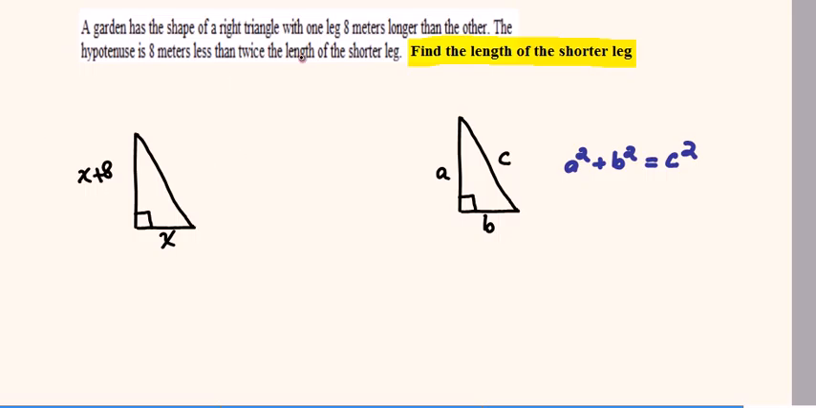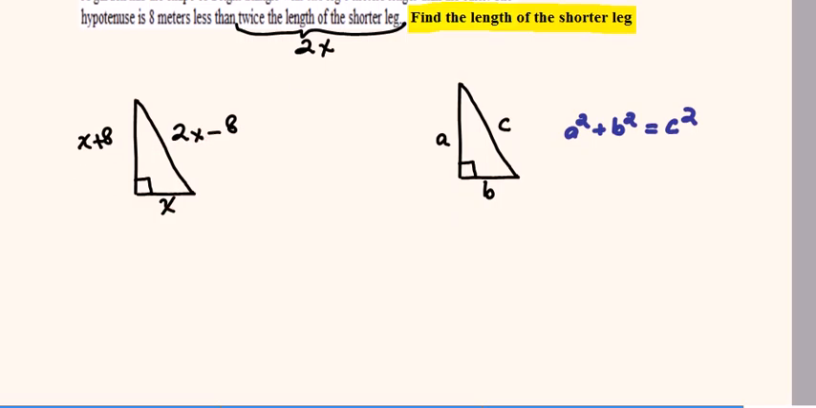Alright, now it also tells us that the hypotenuse is 8 meters less than twice the length of the shorter side. Well, if the short leg is x, then twice that is 2x. And then 8 meters less than that would be 2x minus 8. So based on the information they gave us, we have this right triangle with these two legs, x and x plus 8, and that hypotenuse.